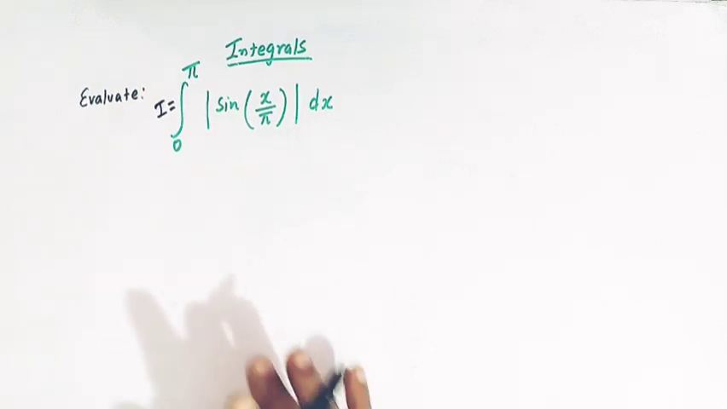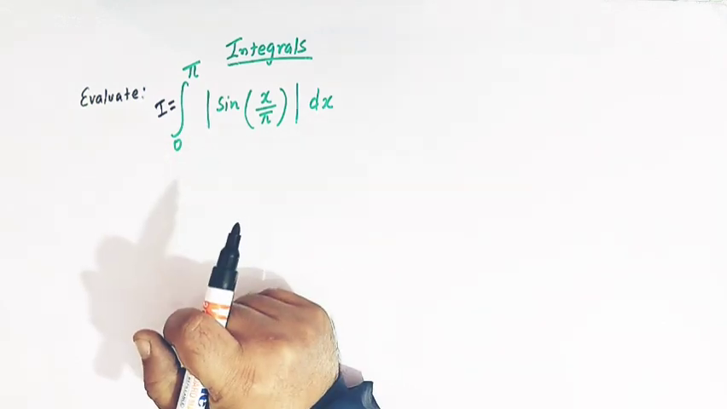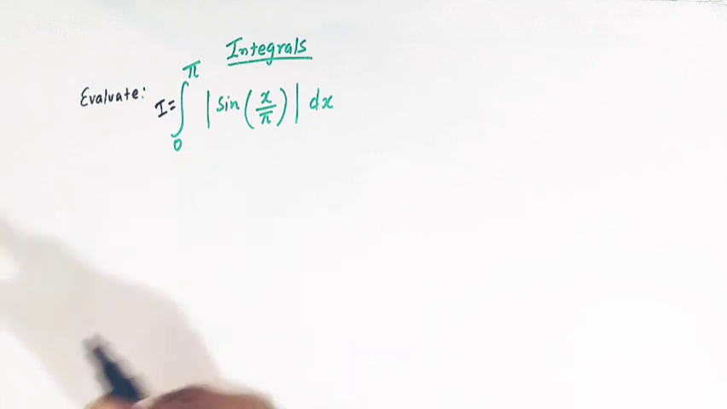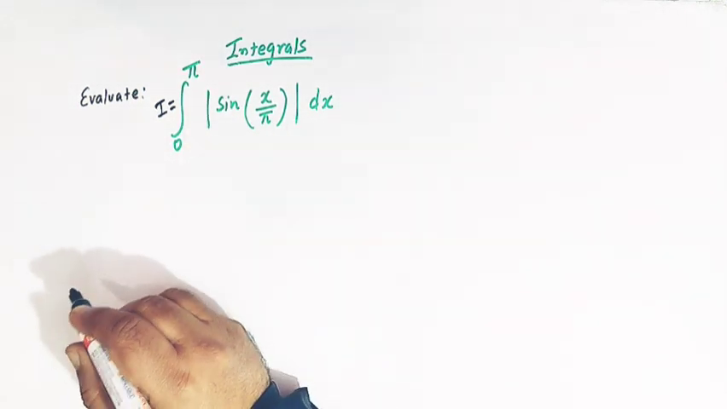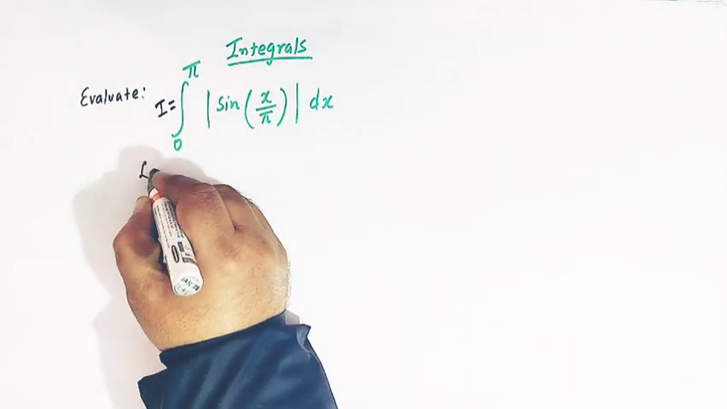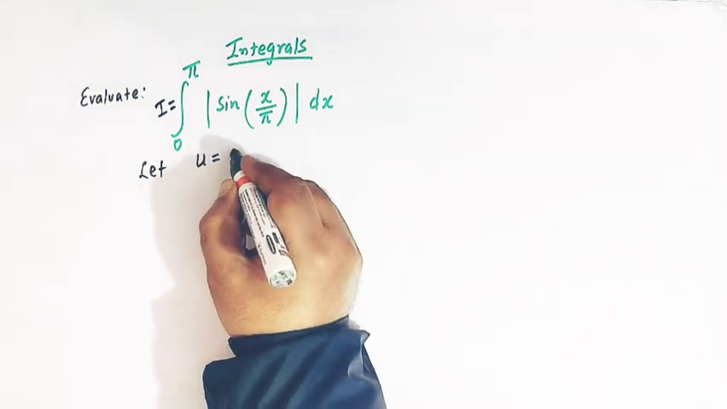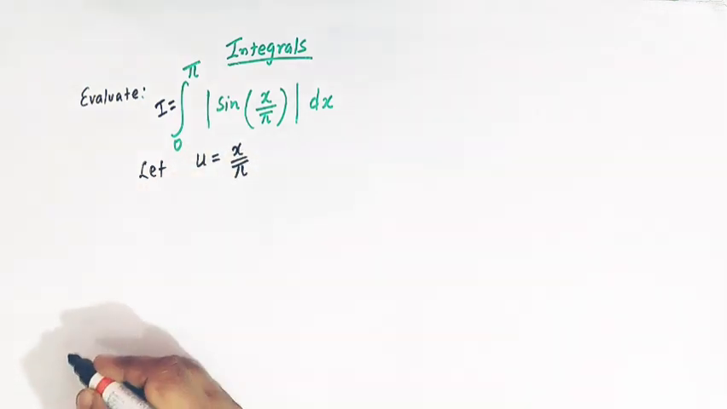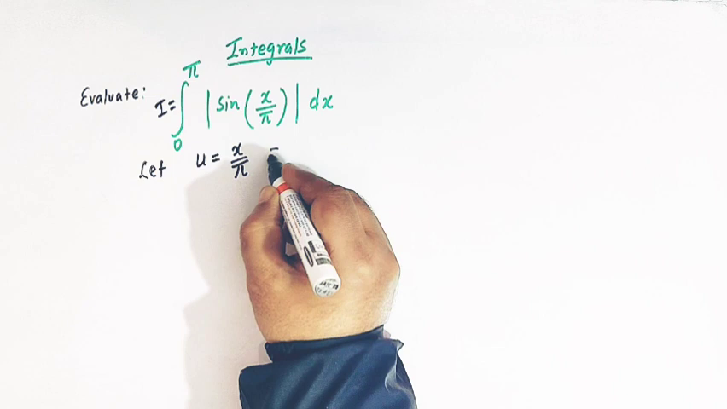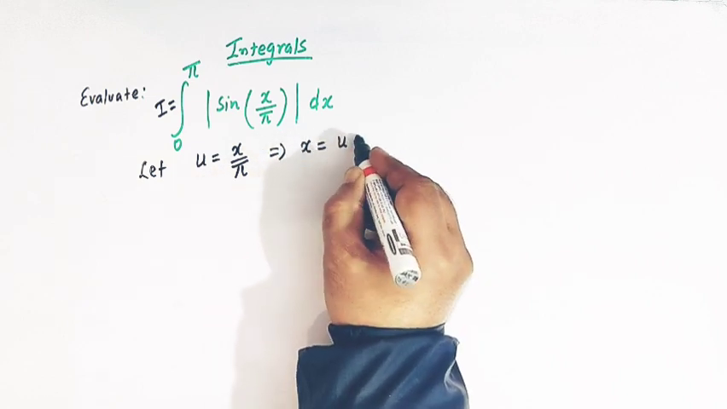To solve this integral, we are going to use a lot of concepts. First, we will use the concept of absolute value function, then the sign convention of trigonometric functions in the different quadrants. So let us make use of the method of substitution. Here we have the mod of sine of x over pi, so let us take u equal to x over pi, so that x is equal to u times pi.